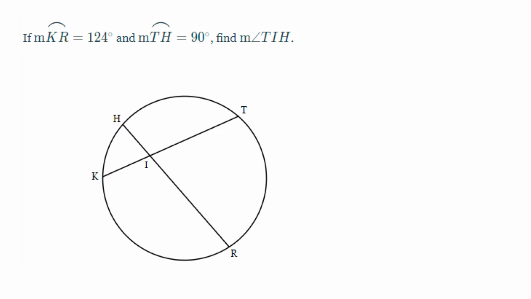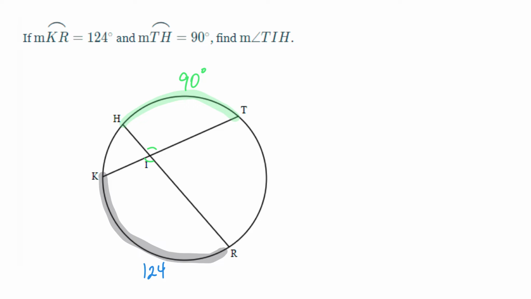So on the next line, we are talking about two secant lines that intersect, and we're given the arc marks. We're given the arc mark of KR, which has a value of 124. And we're also given the arc of TH, which has a measure of 90 degrees. When we're looking for the angle, it doesn't really matter which of these two angles it is, this side or that, because those are vertical angles.